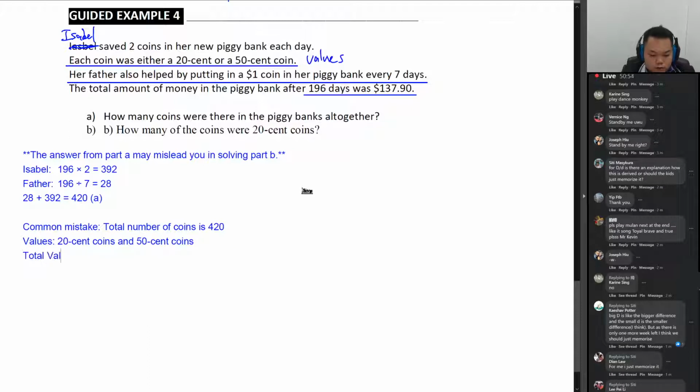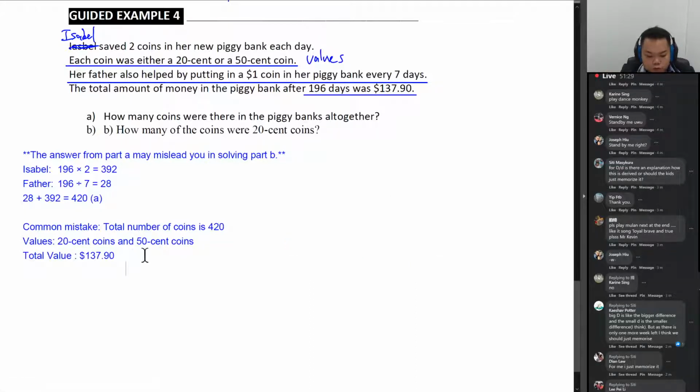And the total value here is 137.90. But you all forget that there's still those $1 coins, those 28 $1 coins that the dad gave her. Okay, you all forget about this, and if you forget about this, you end up getting this wrong.